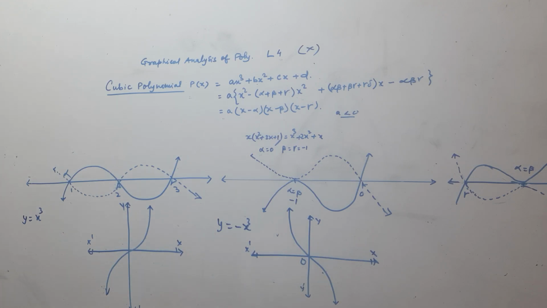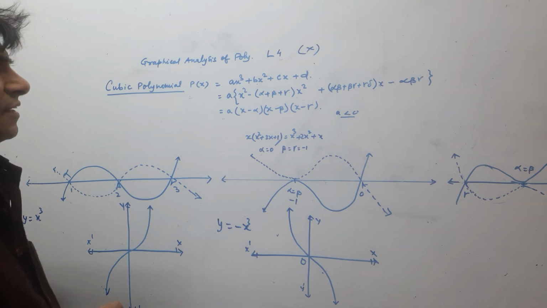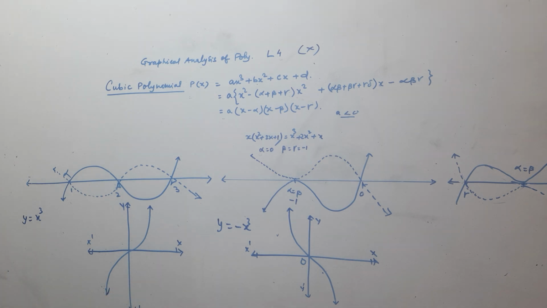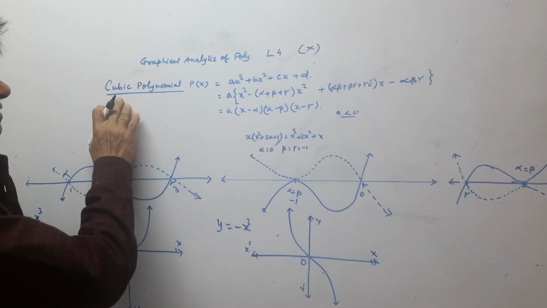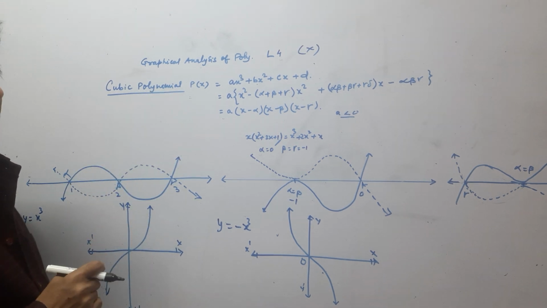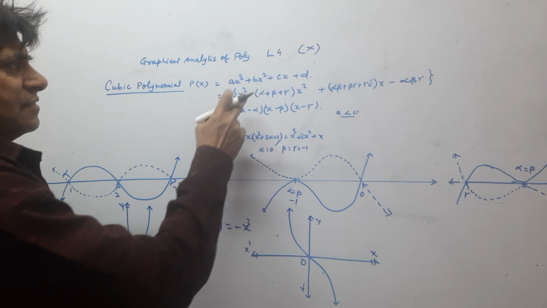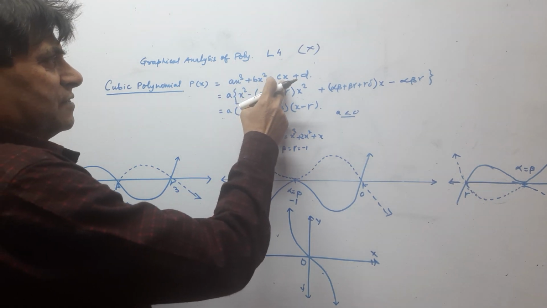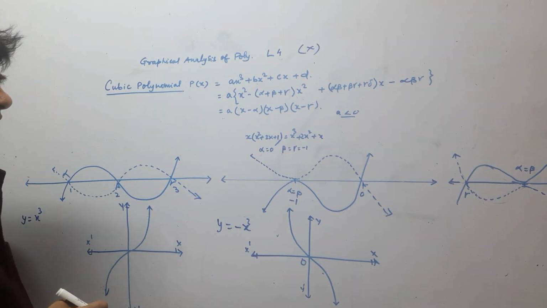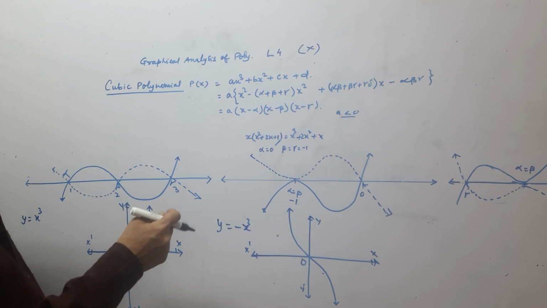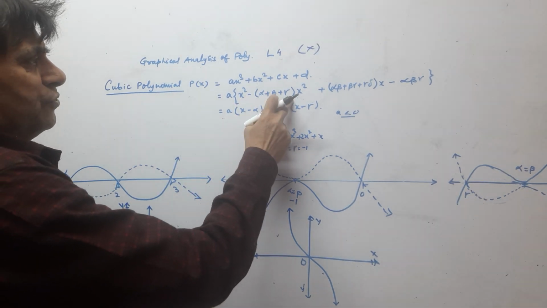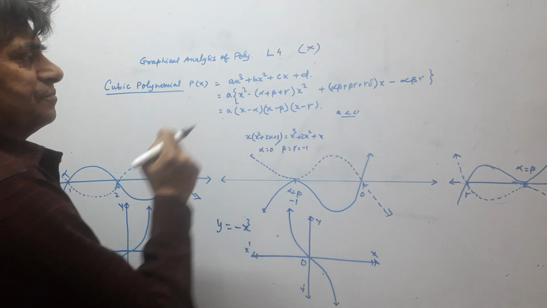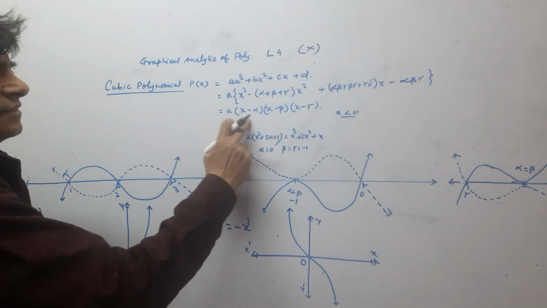Dear students, this is graphical analysis of polynomial. It is lecture number 4. So I have selected the cubic polynomial, that is ax cube plus bx square plus cx plus d, and then the zeros-wise expression is this one, and factorization is this one.